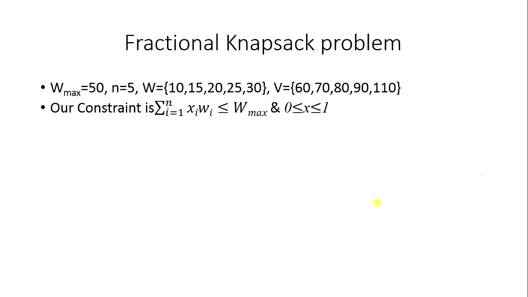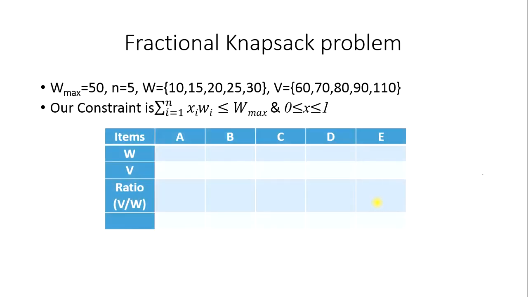Now what we need to do is place all these values in a table. We place it in the table such that we name the items as item A, B, C, D and E, with the weights of 10 kg, 15 kg, 20 kg, 25 kg and 30 kg respectively, and their corresponding values 60, 70, 80, 90 and 110.